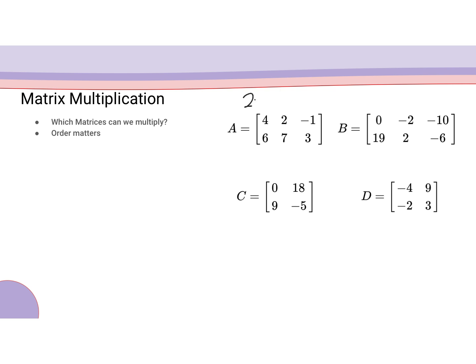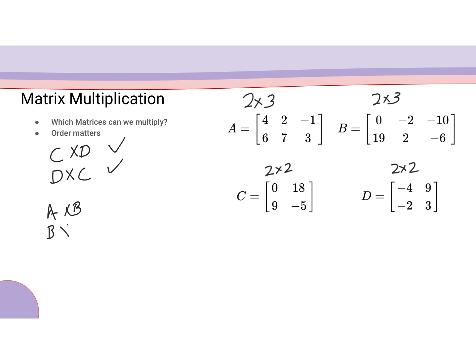Now again, A is 2 by 3, B is 2 by 3, C is 2 by 2, and D is 2 by 2. So again, let's keep order in mind. We know right off the bat, C times D can work, and so can D times C. Both of these will work. Let's look at our next possible options, A times B and B times A. I had just talked about this. If I try to line them up, the inner numbers will never match, so they do not work.